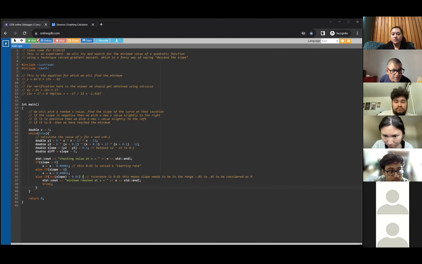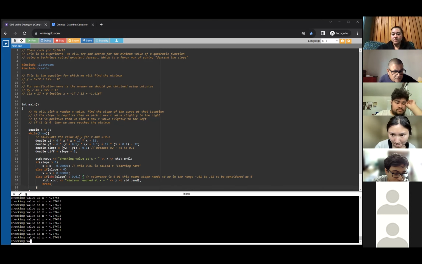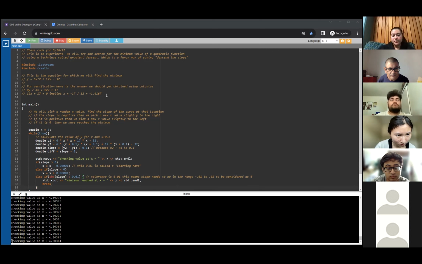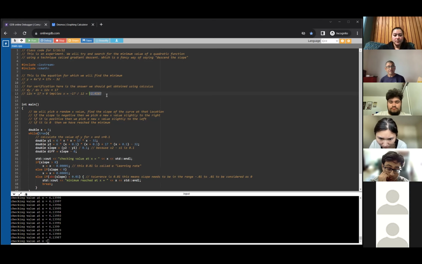Oh, wait a sec. Hang on. Let me try that. No, actually, it is converging. You see that it's getting closer and closer to the answer. What was the actual answer? Does anybody remember what the actual answer was for the slope? It's written right here: negative 1.4167. So it should be getting there, slowly.